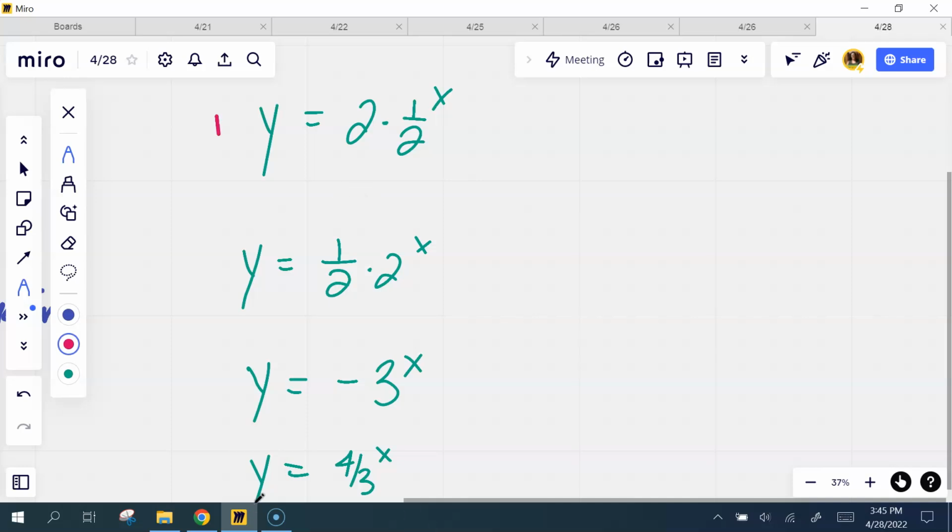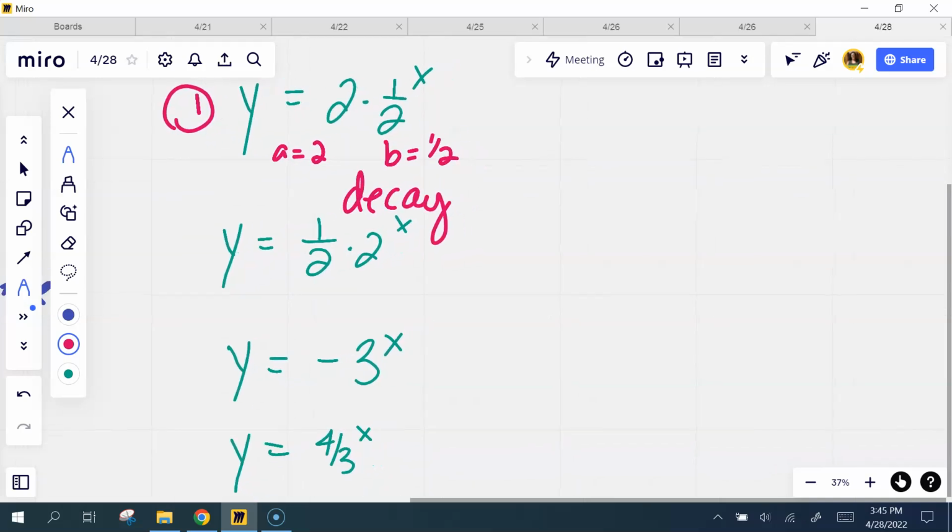So let's look at the first one. Okay, and this is not on your sheet. I'm kind of going off grid here to make sure you understand. All right, so looking here, the first thing I notice is that my A is 2 and my base is 1/2, right? So what this tells me, because my base is less than 1, is this is a decay graph. Look at number 2. Here my A is 1/2 and my B is 2. So what do you think I'm looking at here, growth or decay? I hope you said growth, because you'd be absolutely right.